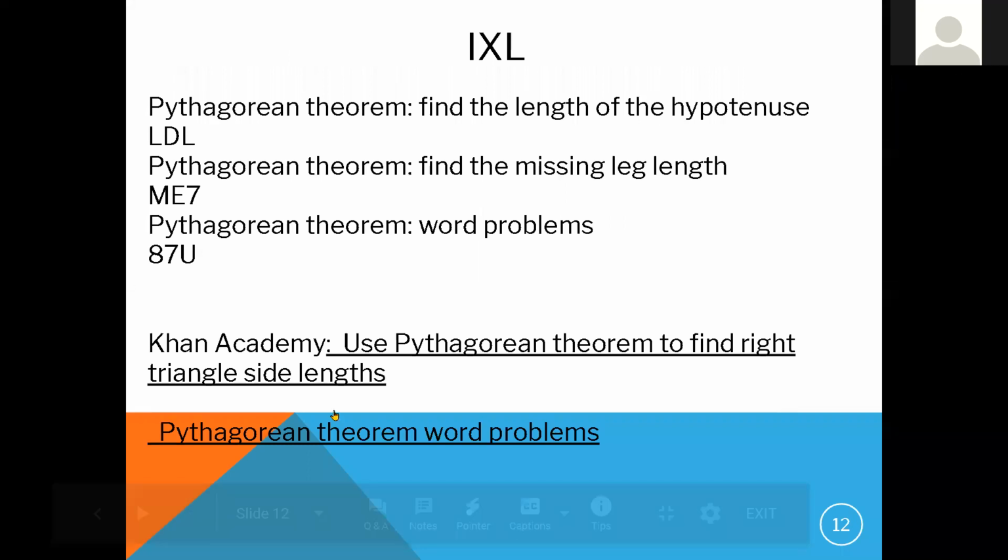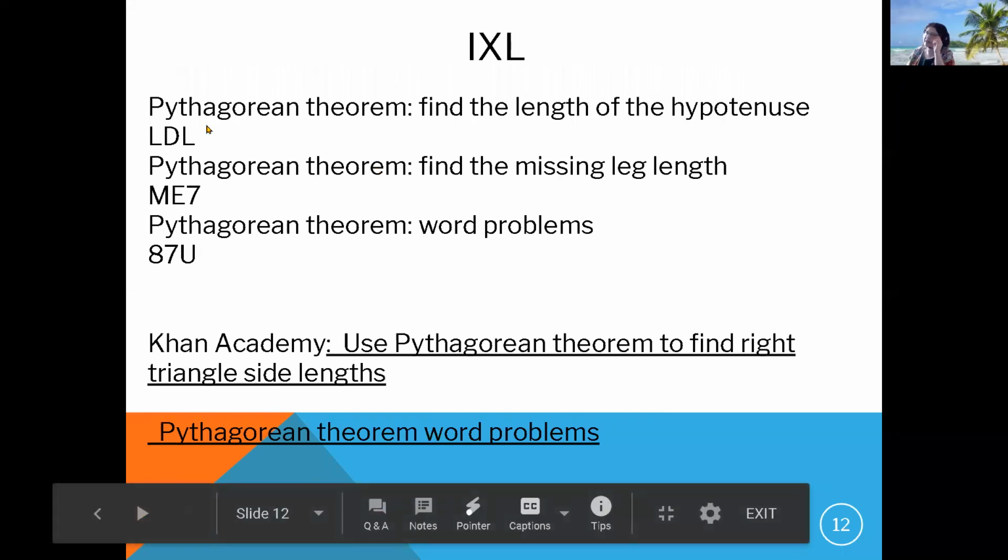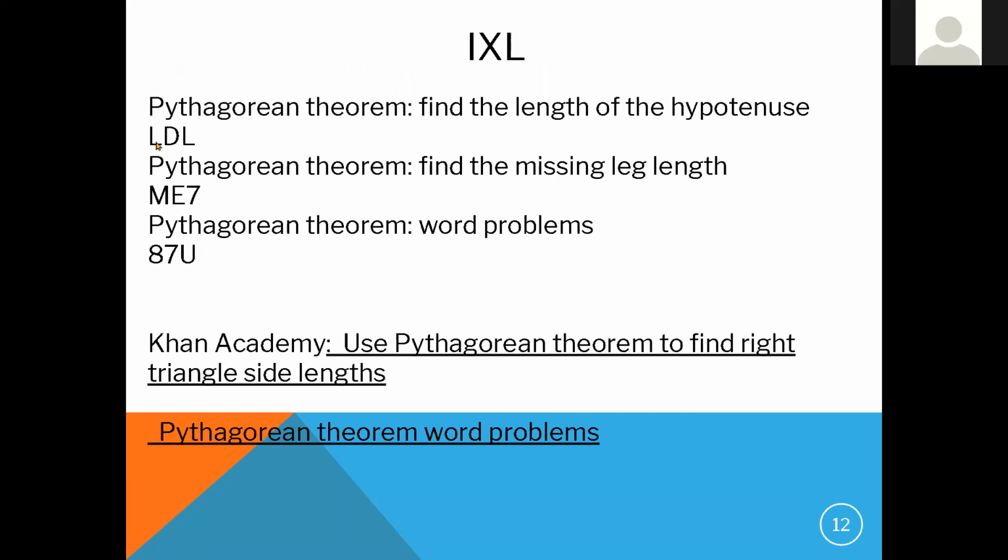Okay, so for your IXL codes: to find the length of the hypotenuse is LDL. Find the missing leg length is ME7. And then Pythagorean theorem word problems is 87U. Those are all IXL codes.